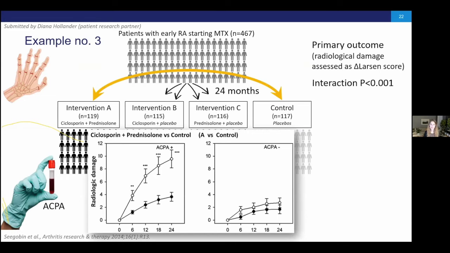Among the ACPA positive patients, the high radiological damage in the control group seemed to be prevented by the drugs, whereas ACPA negative patients do not seem to have much benefit. So here ACPA status is an effect modifying contextual factor.